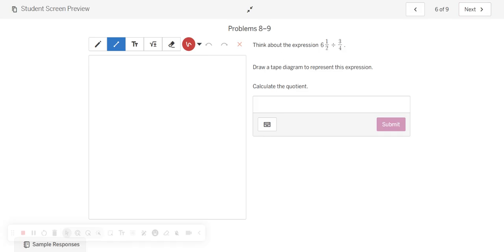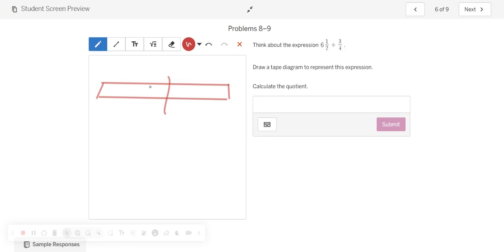6.5 divided by 3/4. So again with a line, oh, I guess the line tool makes it easier to draw a box. Nah, I don't care. I'm going with the line tool. 6. There's 6 pieces, and I'm going to say I've got a half over here. Then I'm going to break up each one into fourths. So I've got 3/4. There'd be 1 left over. 2. 2 is 1. So I've got 1, 2, 3, 4 for every 3 of those.